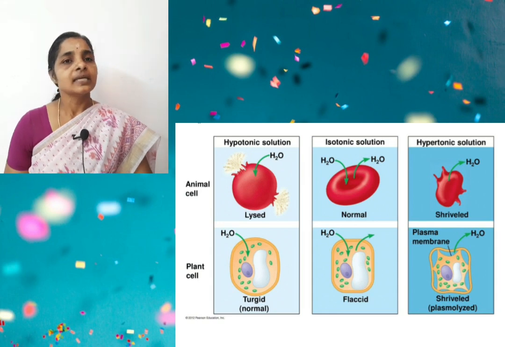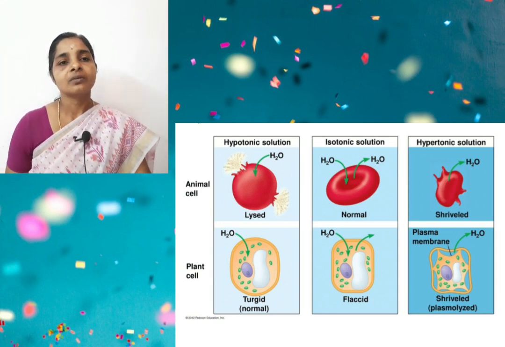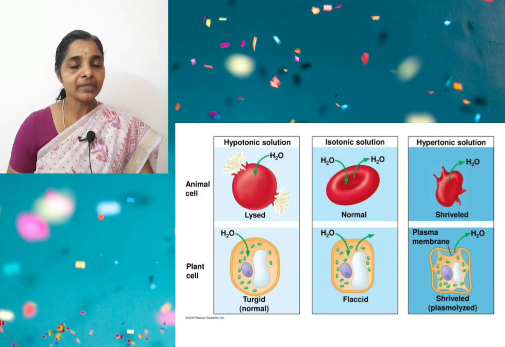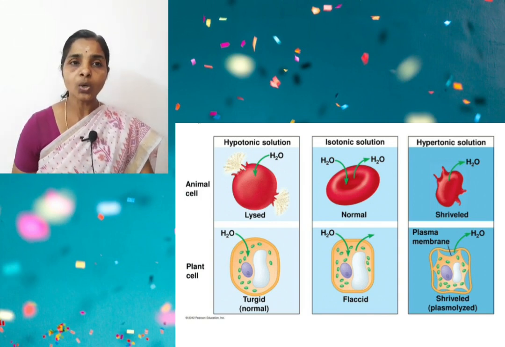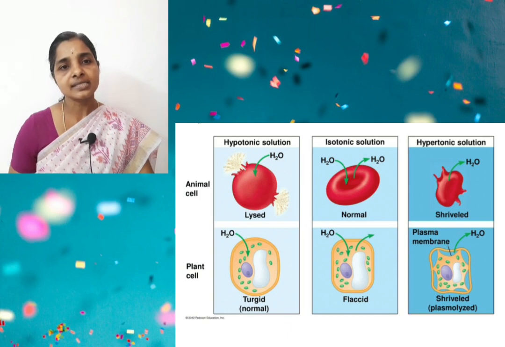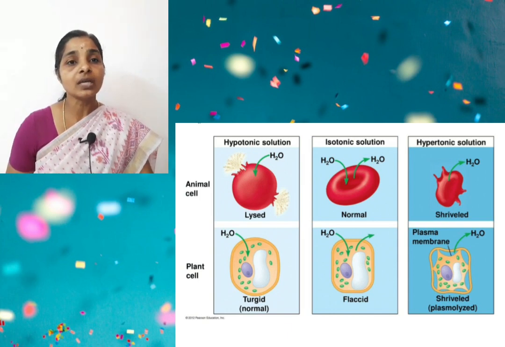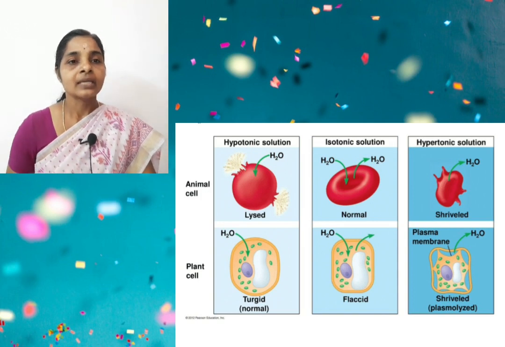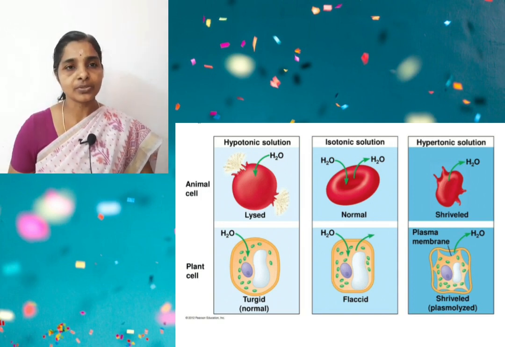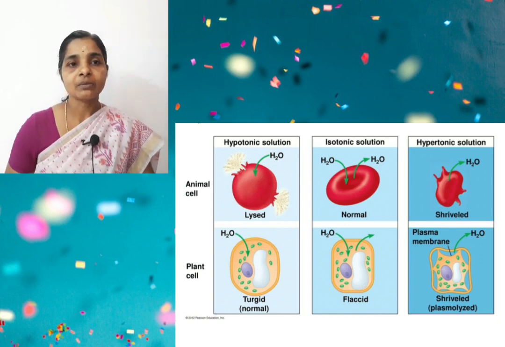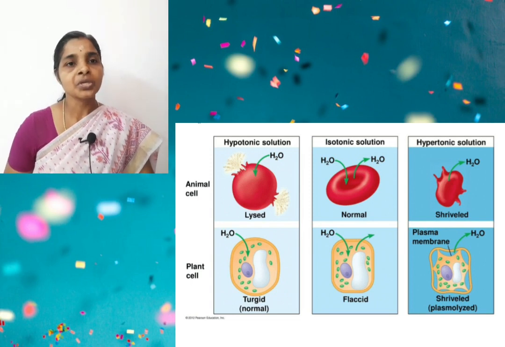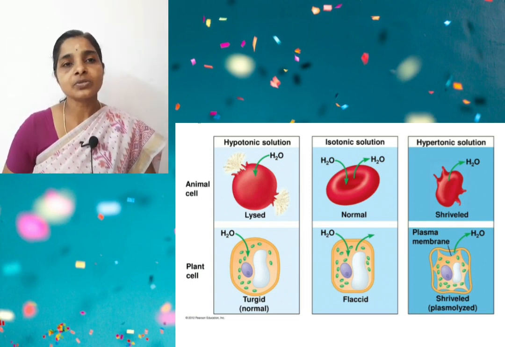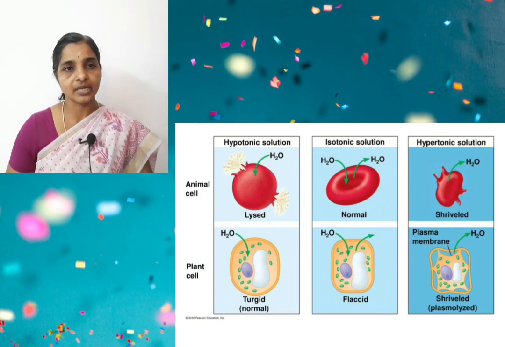And the last one is the hypertonic solution. What do you mean by hypertonic solution? If the medium surrounding the cell has lower water concentration than that of the cell, then the cell will lose water. That is, the water molecules will move from the cell towards its external medium. Such a solution is called a hypertonic solution. And what happens to the cell size? The cell will shrink because of the loss of water. So, these are the three types of solution based on the osmotic concentration.